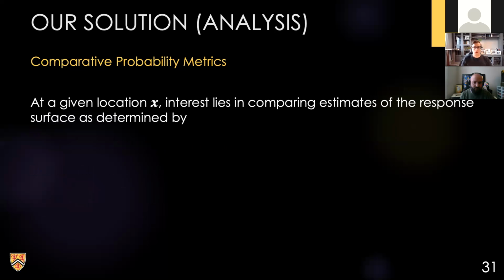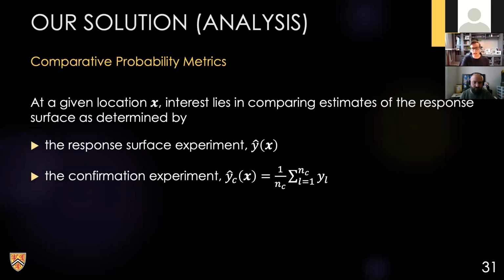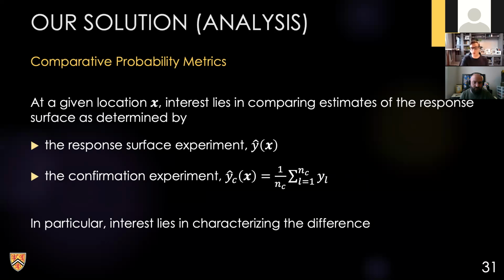Okay. So just reminding you of the notation and what we have, we've got at a given location X, we want to compare the estimate of the response surface based on 2 things. We have an estimate based on our model, and then we have an estimate based on our observations from the confirmation experiment. And so what we want to do is characterize the difference between them, and what is currently done is just to look at that difference and ask, how big is it? Is it big enough to matter or not? That's how people presently do it.